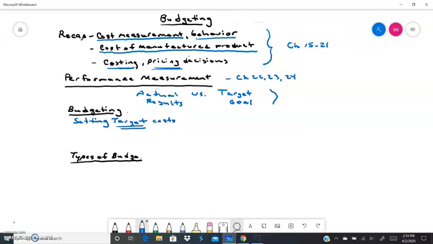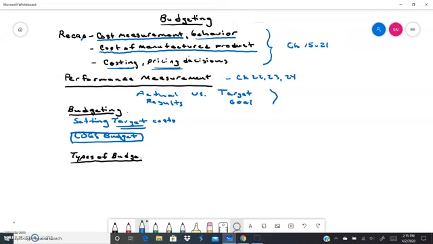And budgets can be at different levels of the organization. We can have a budget for the entire company. We can have a budget for a specific department. We can have income statement budgets. We can have balance sheet budgets. What we're going to focus on is the income statement budget, and ultimately within the income statement budget, the cost of goods sold budget. So that's really going to be our focus in terms of this particular class.